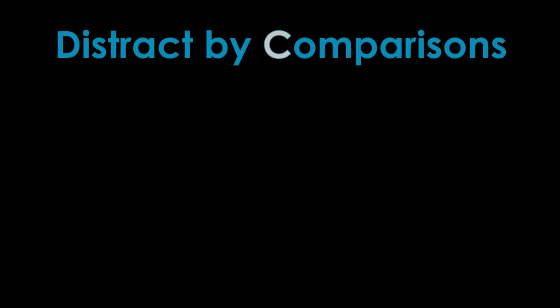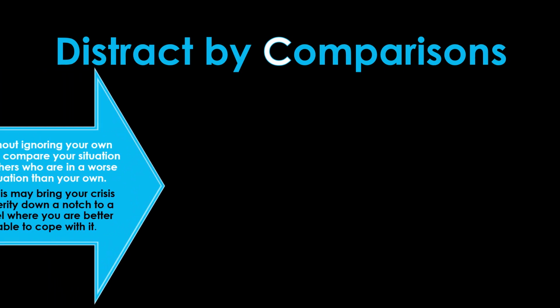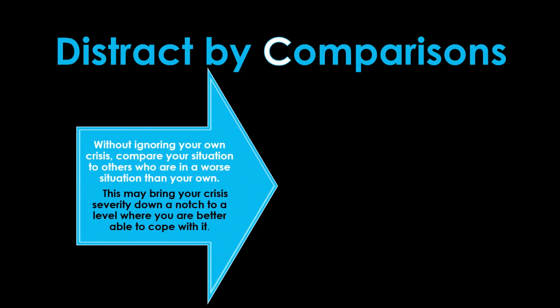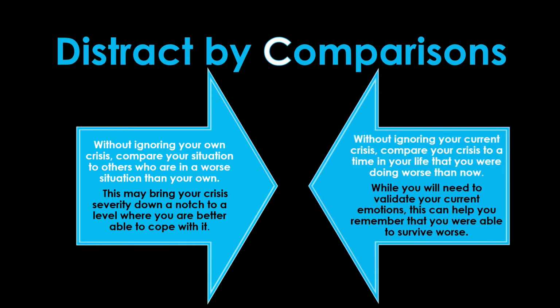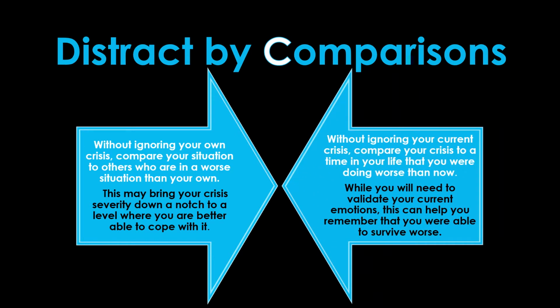Next, we have distract by comparisons. Without ignoring your own crisis, compare your situation to others who are in a worse situation than your own. This may bring your crisis severity down a notch to a level where you're better able to cope with it. Without ignoring your current crisis, compare your crisis to a time in your life that you were doing worse than now. While you will need to validate your current emotions, this can help you remember that you were able to survive worse.